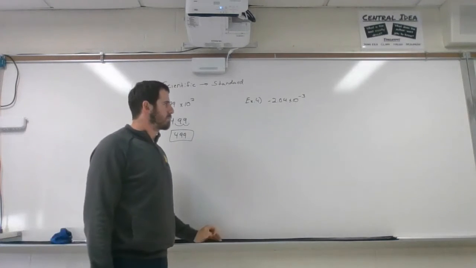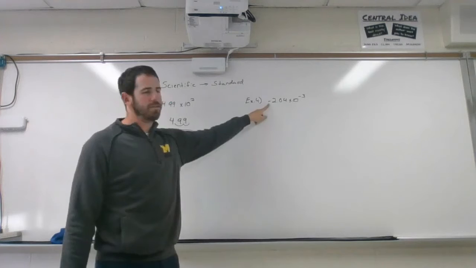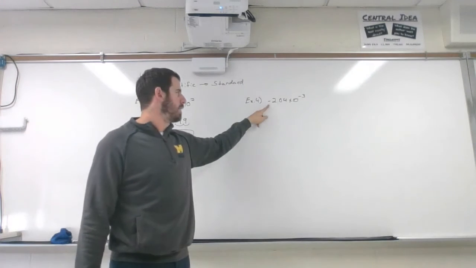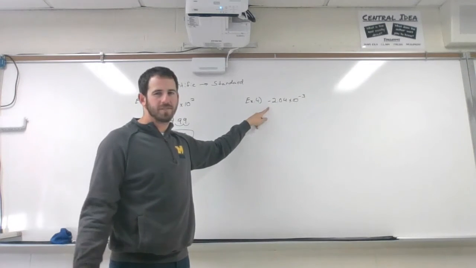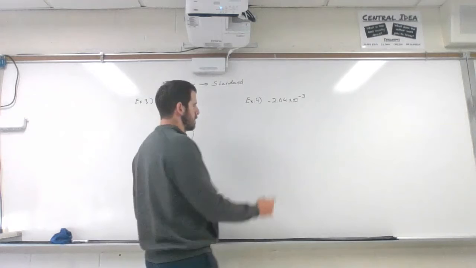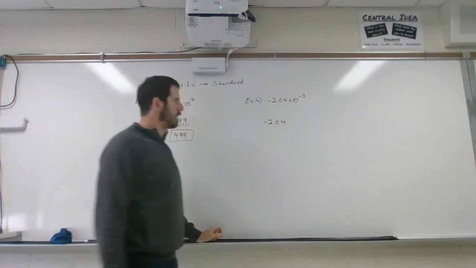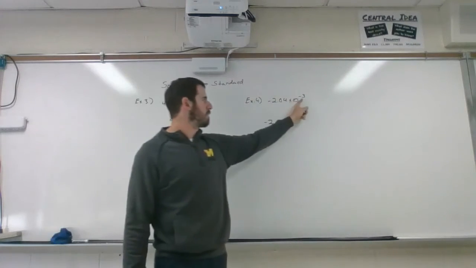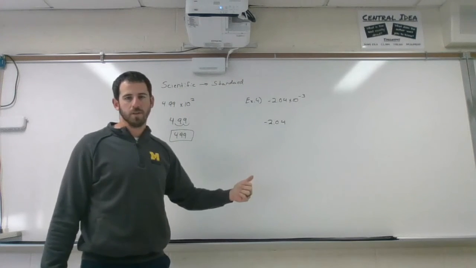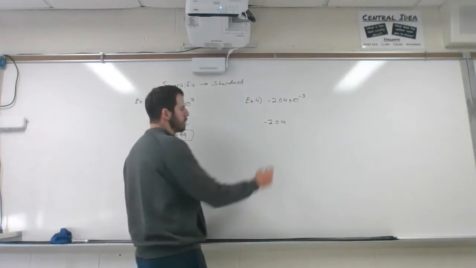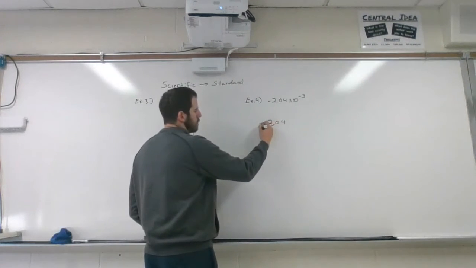Example 4. Just because we have a negative here doesn't change the process, okay? The number's negative, it's fine. It's still the exact same process. So I'm going to rewrite negative 2.04. And again, it's a negative exponent, so I need to make a small number. So let's move it to make a small number. Move it 3 times. 1, 2, 3.